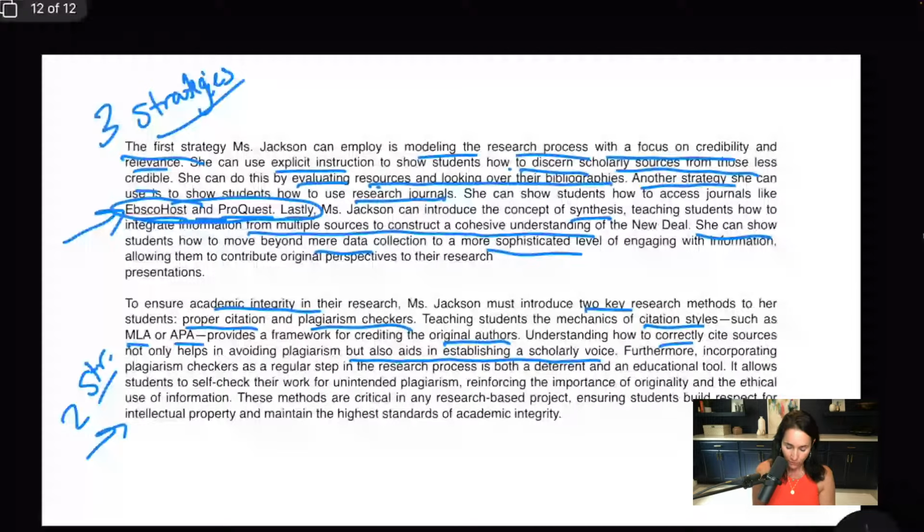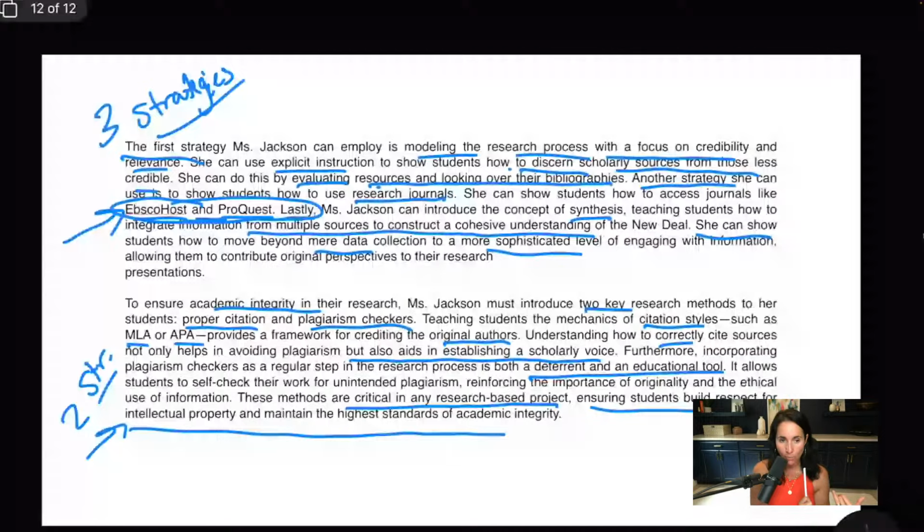Understanding how to correctly cite sources not only helps in avoiding plagiarism, but also aids in establishing the scholarly voice. Furthermore, incorporating plagiarism checkers as a regular step in the research process is both a deterrent and an educational tool. It allows students to check their work, blah, blah, blah. These methods are critical in any research-based project, ensuring students build respect for intellectual property and maintain the highest standards. Okay, I got a little wordy on that. You could just say, we're going to do proper in-text citations and bibliographies using APA formatting or MLA formatting. She is a social studies teacher, so it would probably be APA, but either way, they're not going to dock you for that, whether you choose APA or MLA.